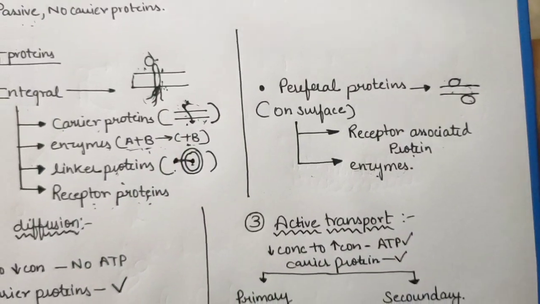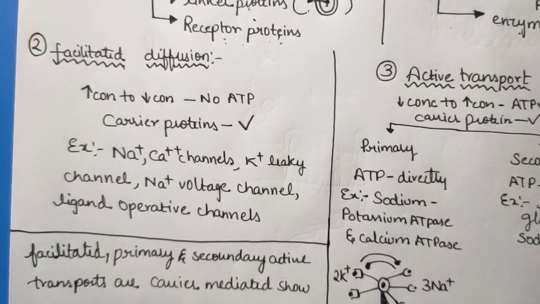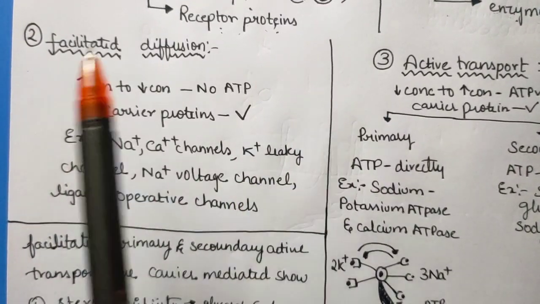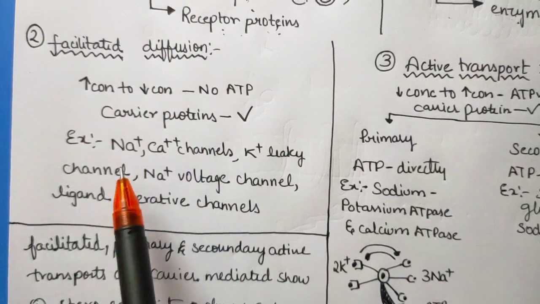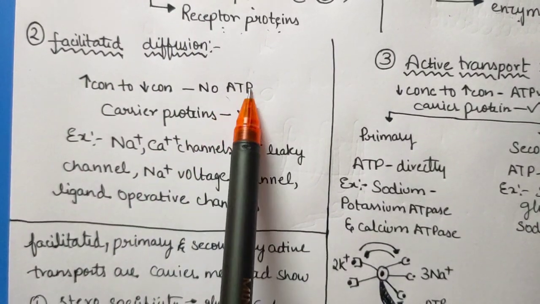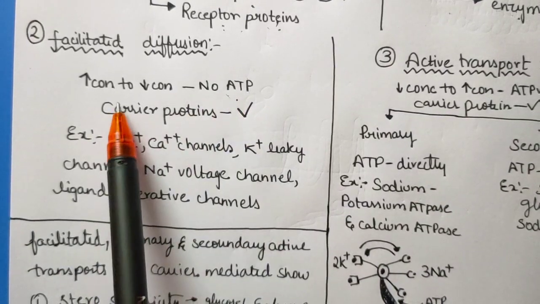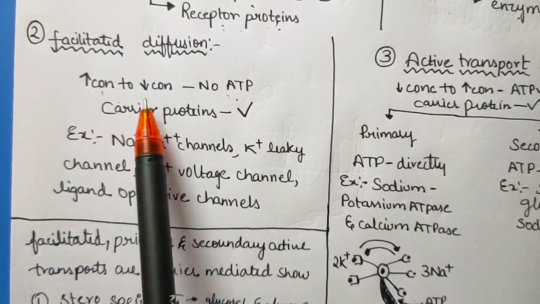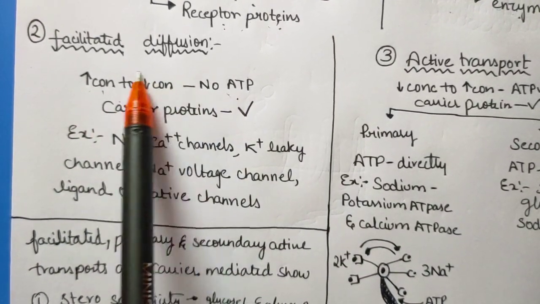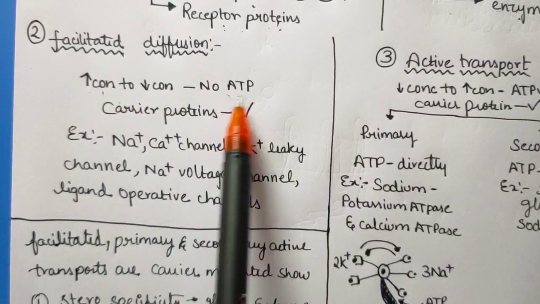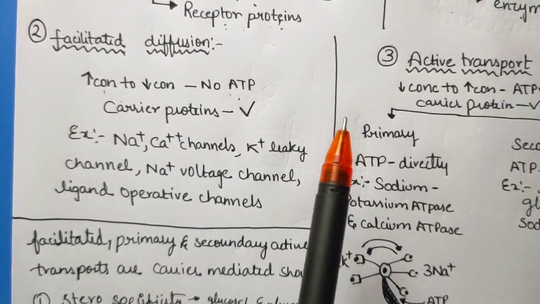Now the second type of transport is also known as facilitated diffusion. Facilitated diffusion needs carrier proteins for transportation, and it does not need any ATP, and it moves from high concentration to low concentration. So it is moving according to diffusion, so it doesn't need any ATP or energy.